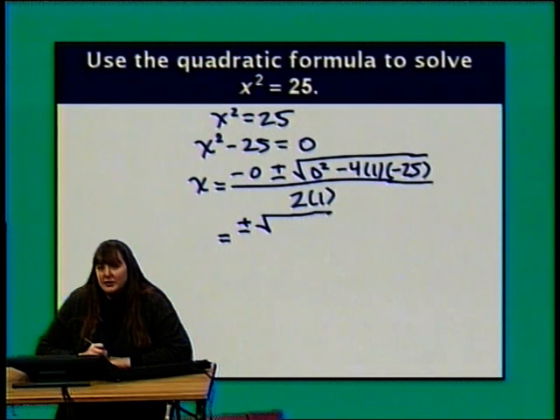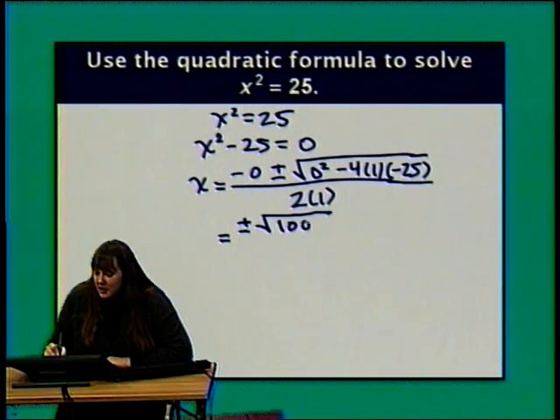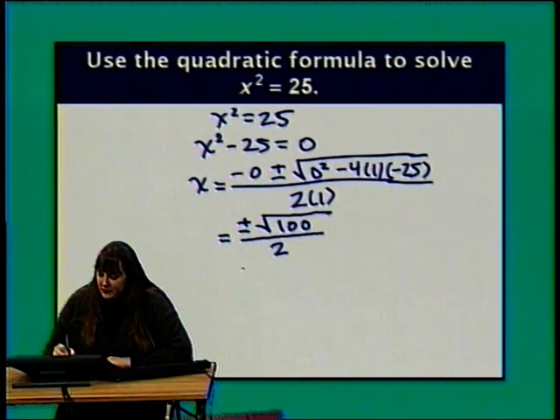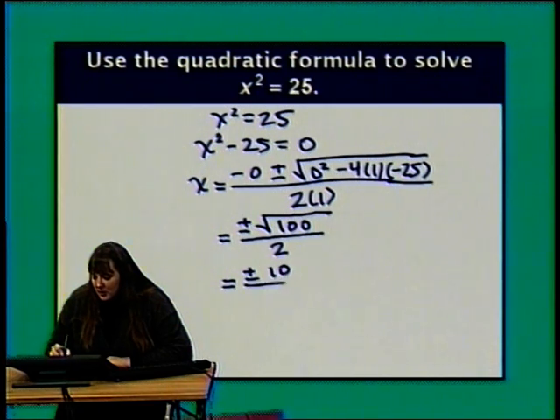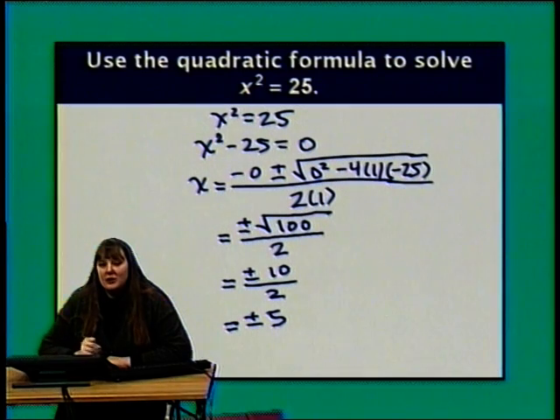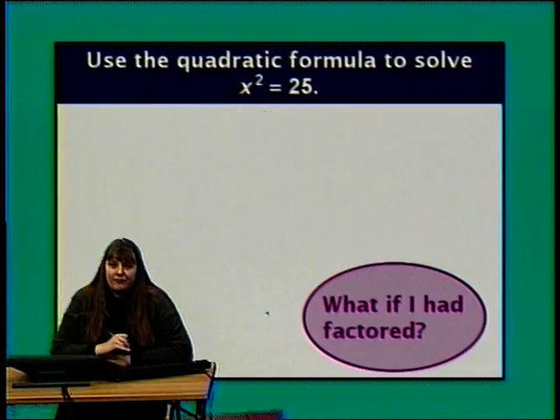Negative 4 times 1 times negative 25 is 100. 0 plus 100 is 100. So I have plus or minus the square root of 100 all over 2 times 1, which is 2. So this is plus or minus 10 over 2, which is plus or minus 5. It looks like I'm getting solutions of 5 and negative 5.